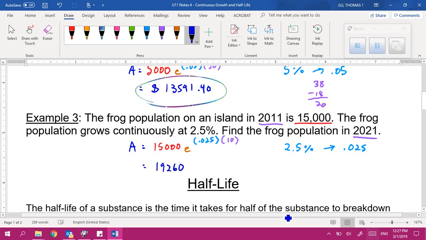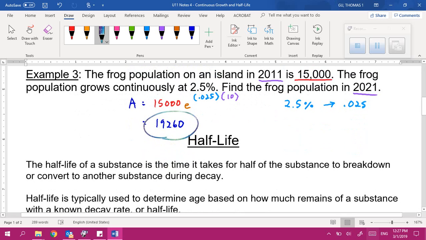19,360. Very good. So notice, Aiden just stopped, it said 19,260. Why did you say that as your answer? Because you can't have like half a frog. Exactly. Because then it would be dead and it wouldn't be part of the population, now would it? Okay. There you go.